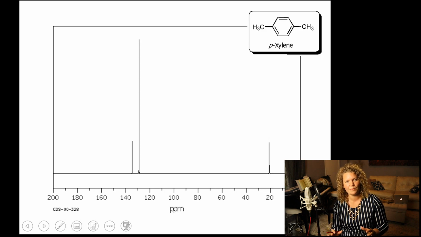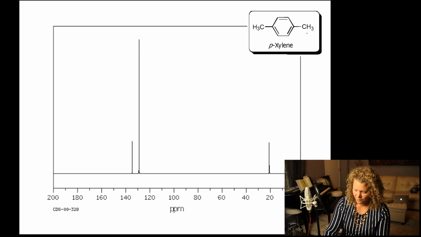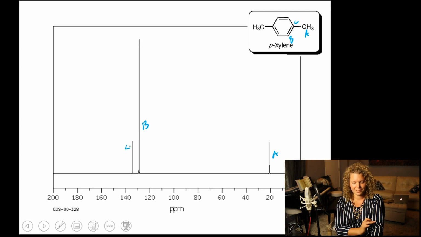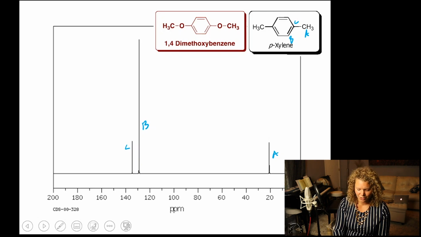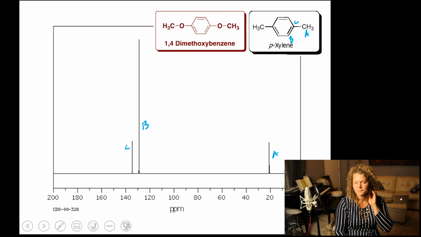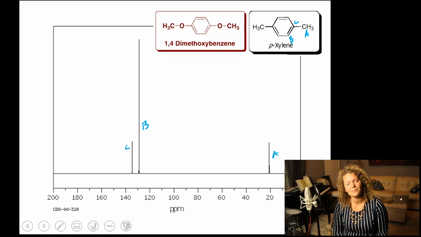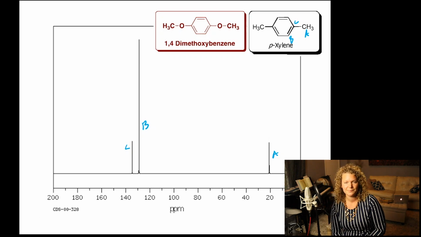Let's do one more example with paraxylene with our carbon NMR. Again, we know this is our A, here's B, and here's C. What about the dimethoxy benzene? Where is this going to show up on a carbon NMR? Now would be a great time for you to pause the video and think about where you expect to see these signals. Think about our resonance that we talked about.